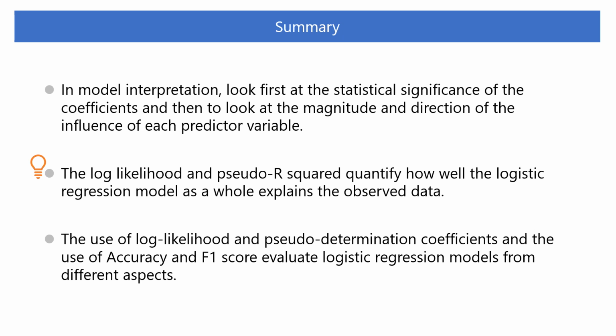We have also looked at the evaluation measures of the model that are presented as a result of the analysis. In addition to those we have seen in this chapter, there are other performance metrics such as accuracy and F1 score that evaluate the prediction performance of the model. The use of log likelihood and pseudo-determination coefficients and the use of accuracy and F1 score evaluate logistic regression models from different aspects. What the differences are will be explained in later chapters covering accuracy and F1 scores.